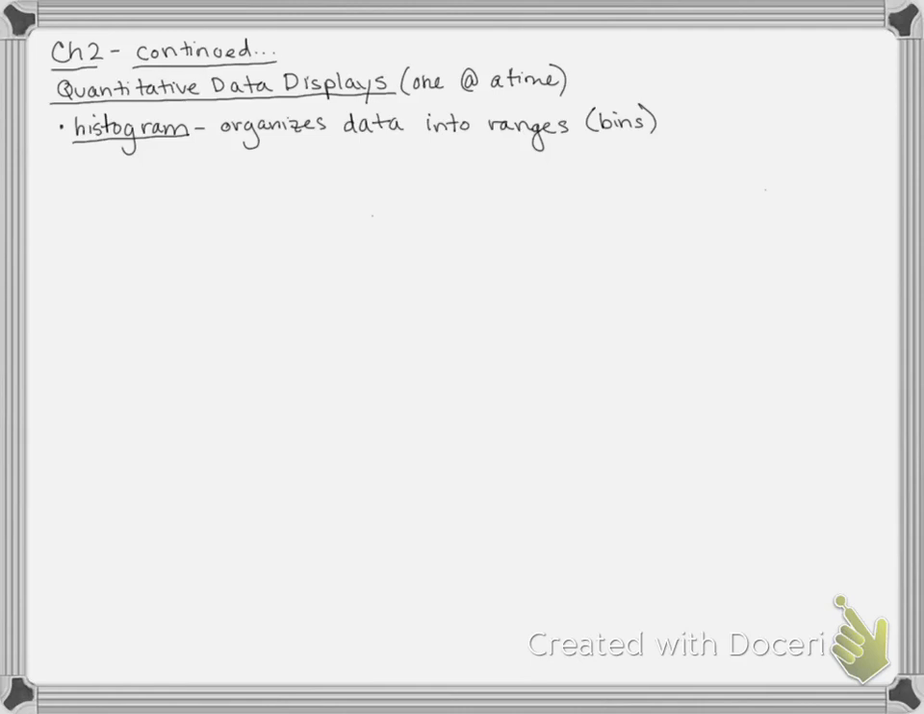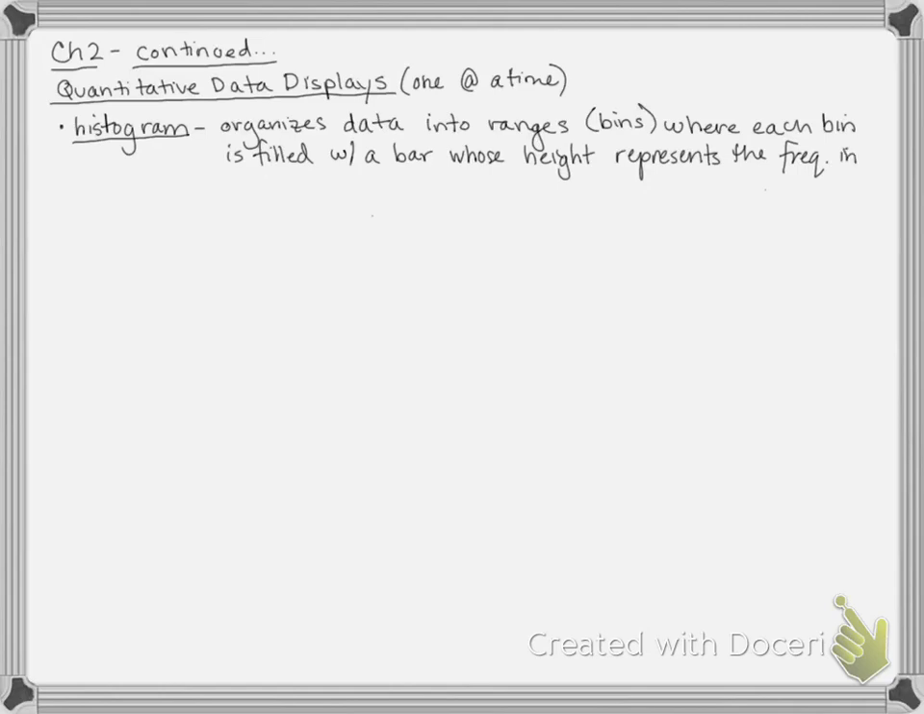But it organizes the data into ranges or bins, and each bin is filled with a bar. I know this sounds like a bar graph, but there's a very particular difference. So it organizes data into ranges or bins, where each bin is filled with a bar whose height represents the frequency in that bin.